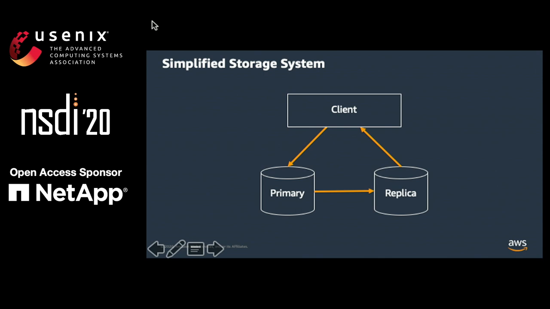So let me start with a super simplified block storage system. A real cloud block storage system is going to have a volume spread over lots of machines. It's going to have multiple clients and so on. But let's simplify that way down to one client driving I/O, a primary copy, and a replica of the data. And they're doing a kind of chain replication style protocol. Great for moving data around, but not equivalent to consensus. And so reconfigurations need some help.